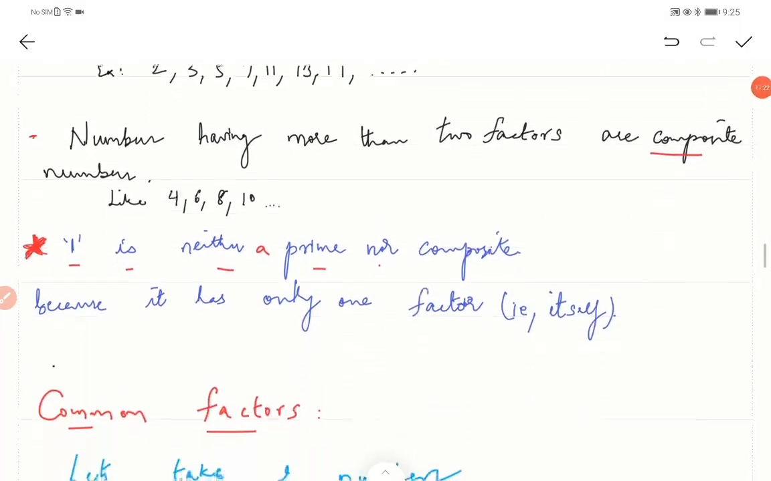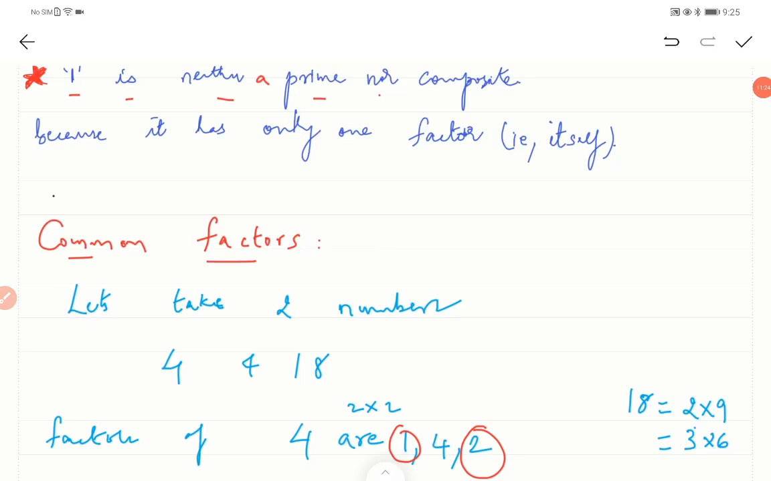Alright, now let's have an introduction. What are common factors? The name itself makes it easy to tell you: common factors, common multiples. If two numbers are given to you, you compare them and get the common factors between them. So let's take two numbers here, 4 and 18.